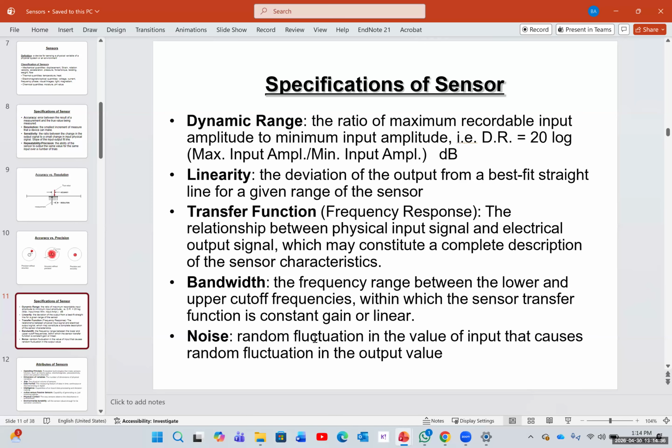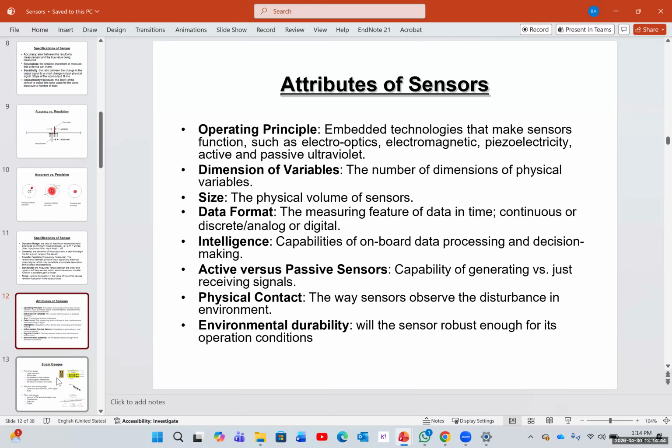Some specifications of sensors, we have dynamic range, linearity, transfer function, bandwidth, and noise. We already went through all of these. This is just for a reminder. Some attributes of sensors, we have operating principles. These are embedded technologies that make sensors function, such as electro-optics, electromagnetics, piezoelectrics, and active and passive ultraviolet.